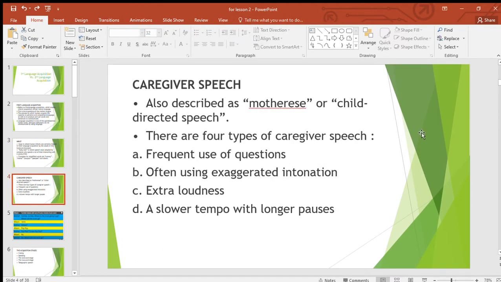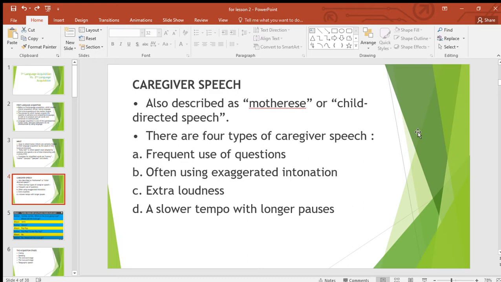So in baby talk, we have what we call caregiver speech, also described as motherese or child-directed speech. There are four types of caregiver speech: the frequent use of questions, often using exaggerated intonations, extra loudness, and a slower tempo with longer pauses. Again, how we speak with a baby is different from how we speak with an adult or, let's say, a 7-year-old child. It is still different. For example, we play games with babies like peekaboo, but for normal people, of course, we no longer do that.